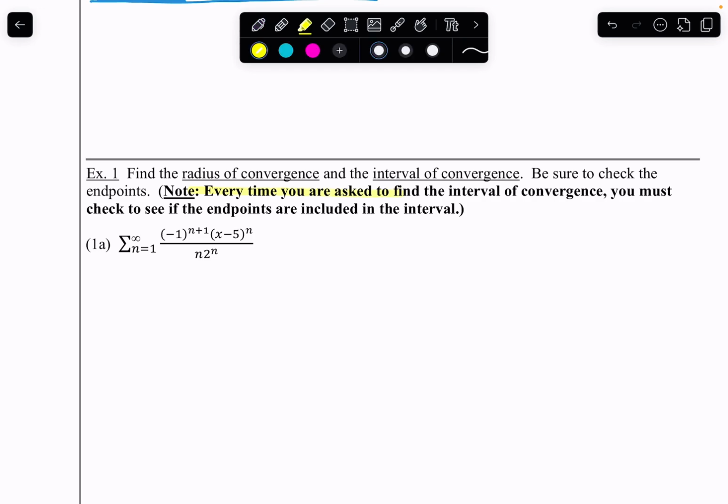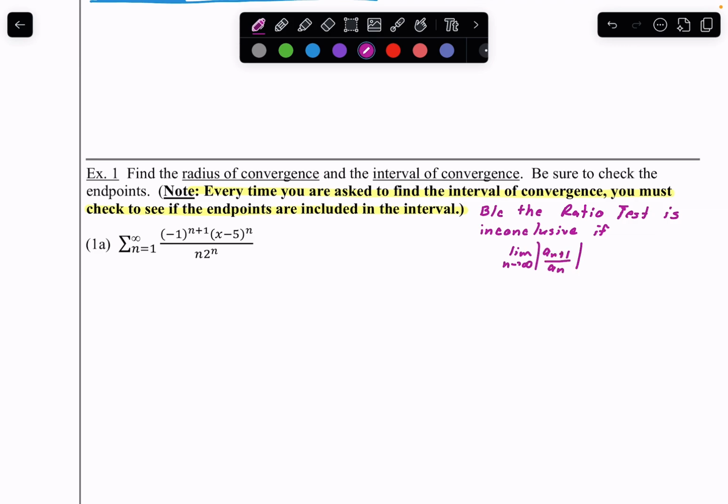So now what we have to do, when we use the ratio test to find the interval and radius of convergence, is check the endpoints. And the reason is because the ratio test is inconclusive if the limit as n approaches infinity of a sub n plus 1 over a sub n, with absolute value signs, equals 1, right? So we have to check those.